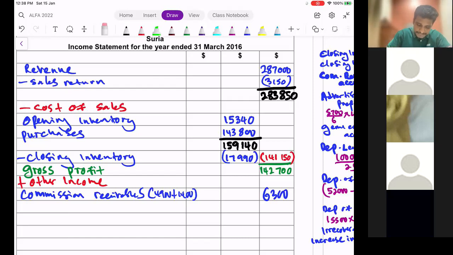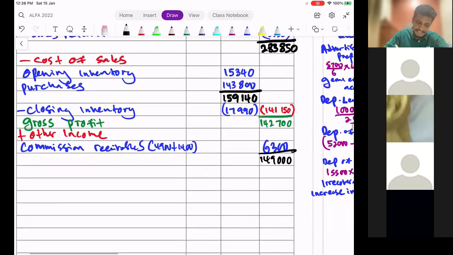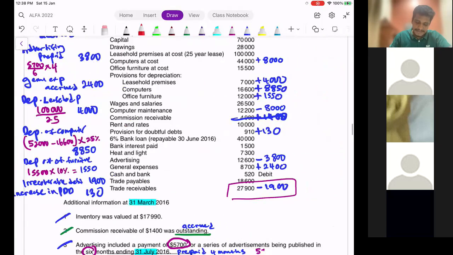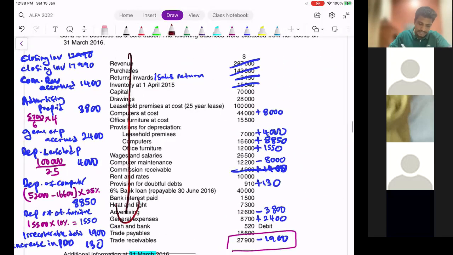Then you add together 142,700 plus 6,300. I get 149,000. And this one will be minus less other expenses. Okay, what are the other expenses that you have? Always go from top to bottom like that. Then only you don't miss out anything.